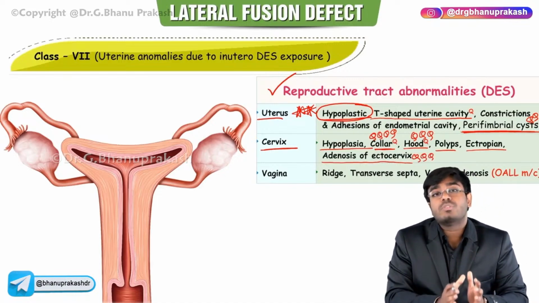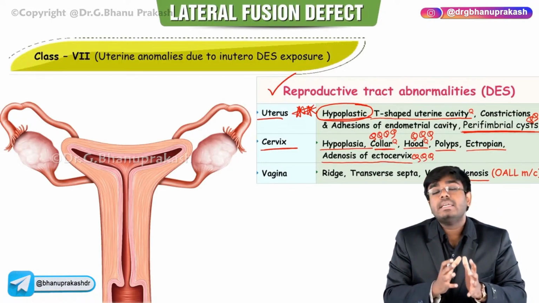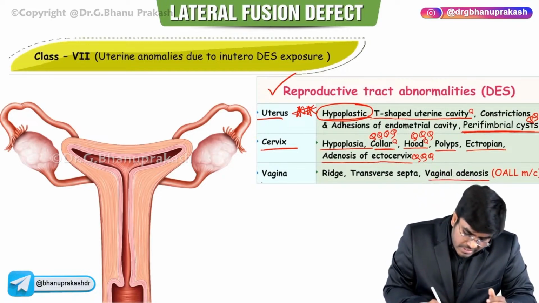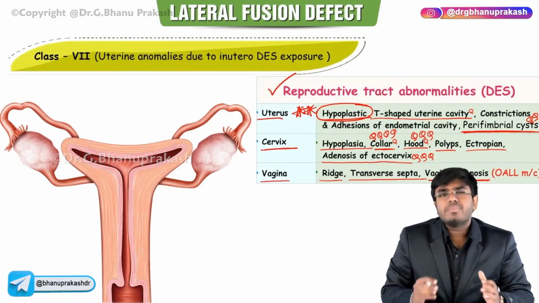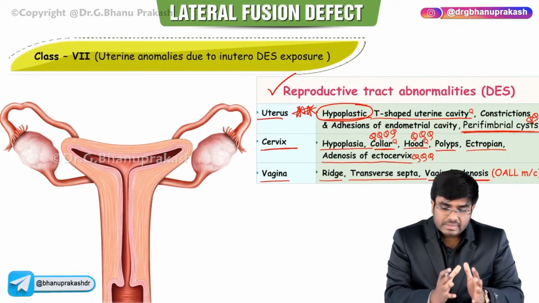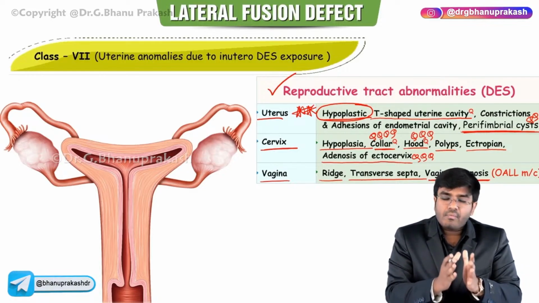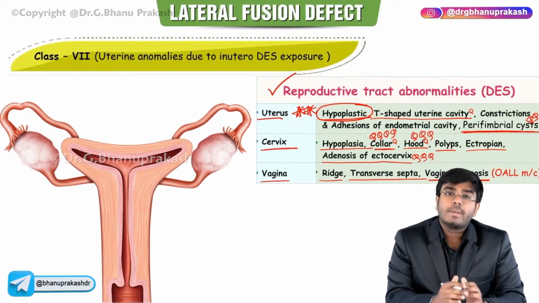So adenosis of the ectocervix, adenosis of the vagina. Please note, adenosis of the vagina is seen with exposure to diethylstilbestrol. Now, the vagina can have a ridge, a transverse septum, and vaginal adenosis. Why am I talking so much about adenosis? Because that adenosis may turn into cancer. So cervical cancer and vaginal cancer can be seen with exposure to diethylstilbestrol.